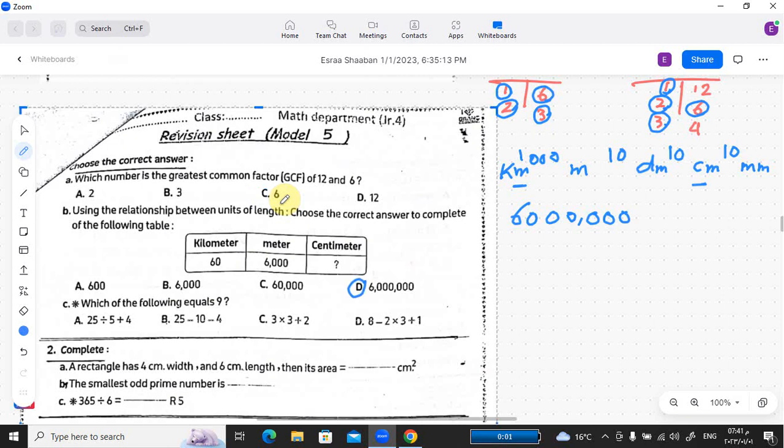Okay. Letter C. Which of the following equals 9? Let's start with the first one. 25 divided by 5 plus 4. We said before, the division comes first. 25 divided by 5 equals 5, plus 4 equals 9. So this is the first one. Thank God.